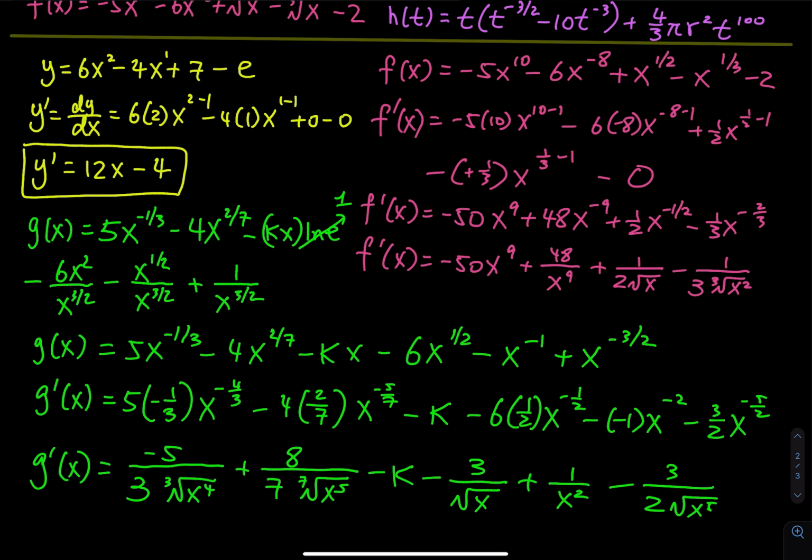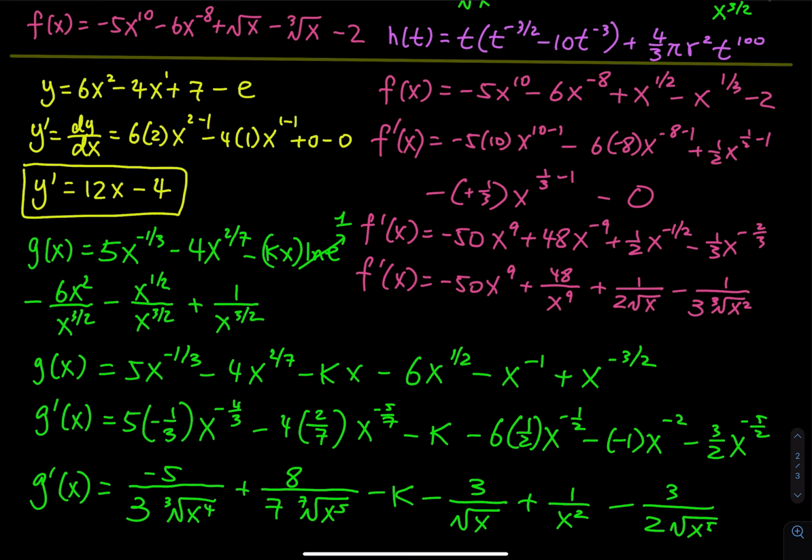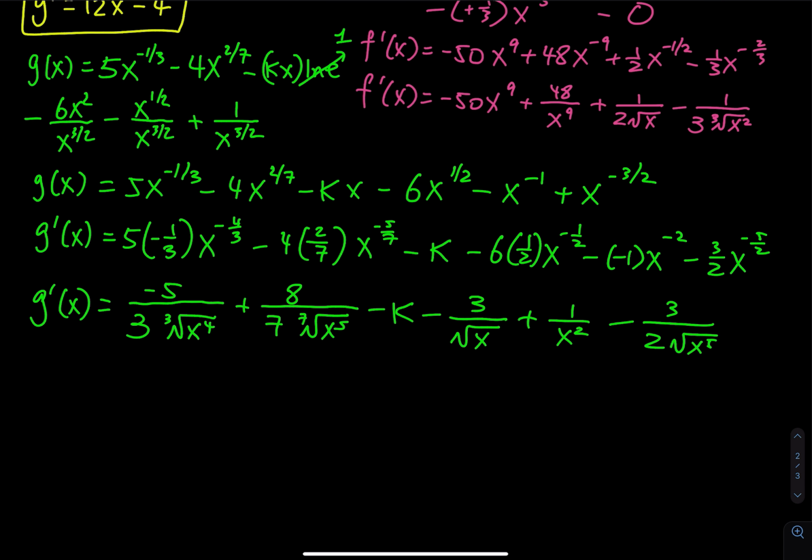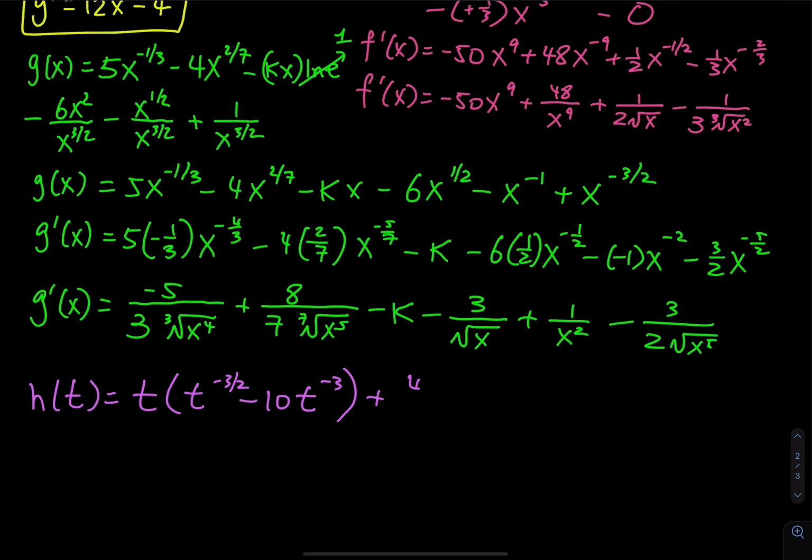The last one is all the way up on top, in purple. I will just copy the function for you, and then I will work on it. So the last one is h of t, that is t times t to the negative 3/2, minus 10t to the negative 3, and then plus 4 over 3 pi r squared, and then t to the 100 power.